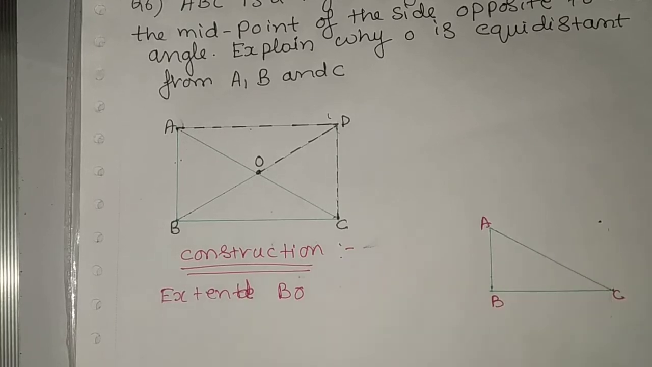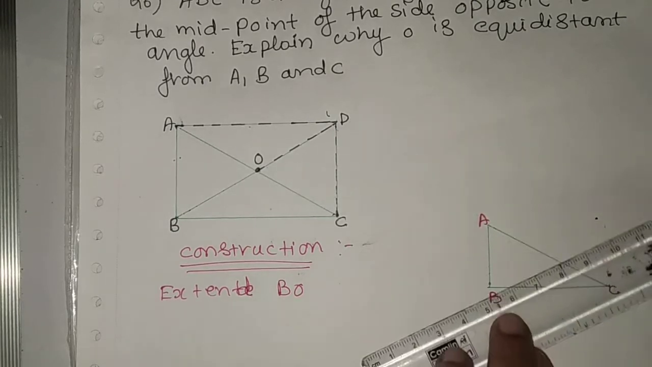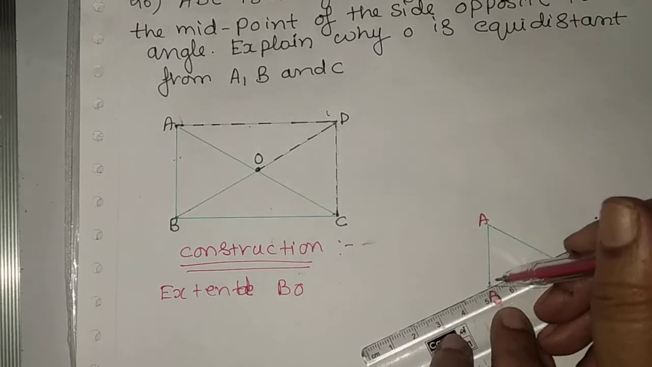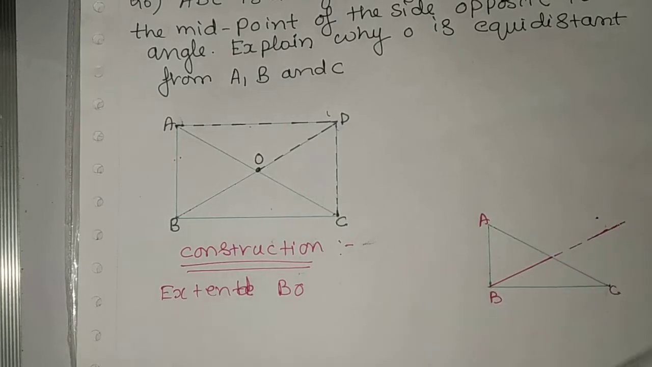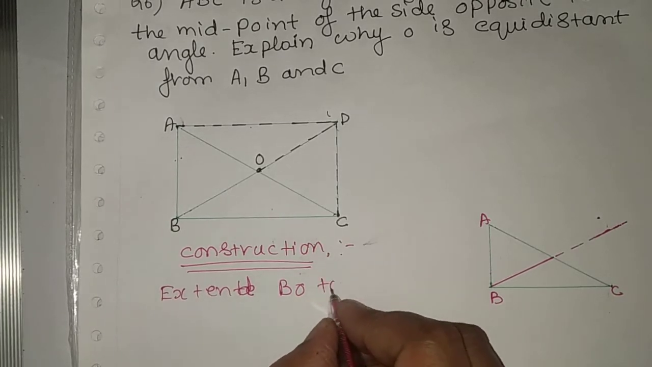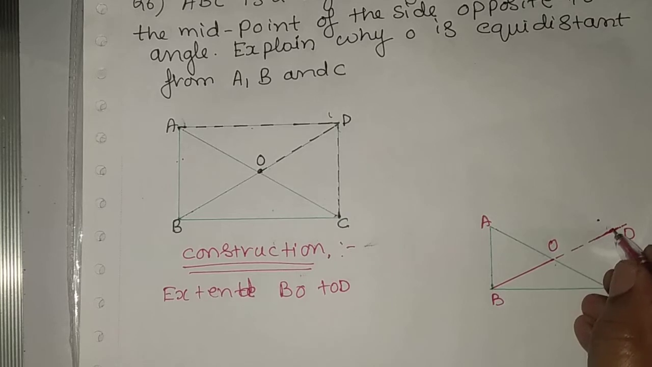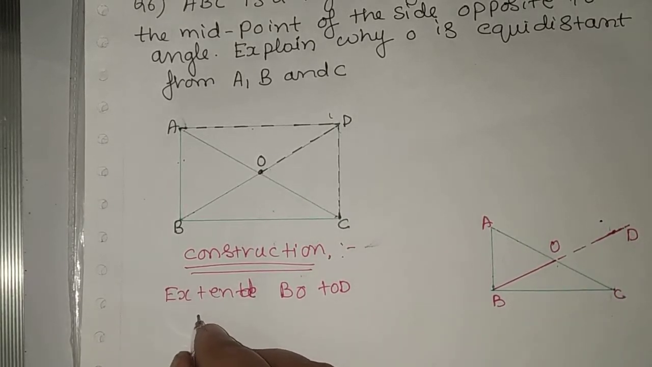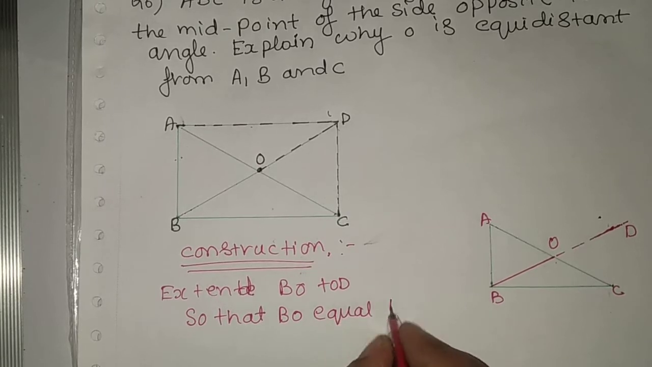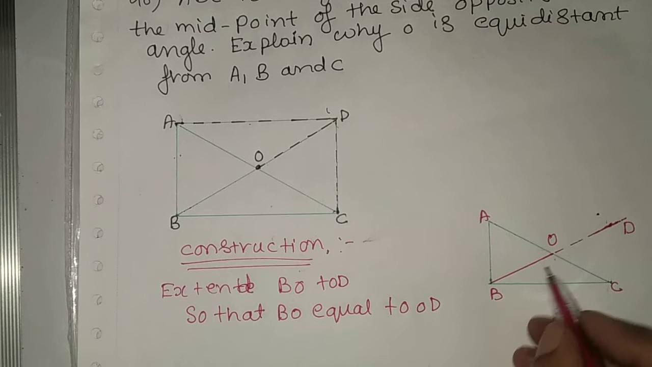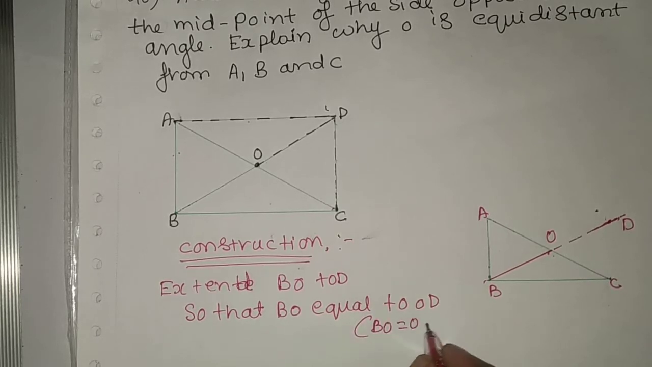BO. Here extend BO to D. So this one is the point D here. Extend BO, this one is O, BO to D. This is the first point. Next, so that BO is equal to OD. So we'll write in the bracket BO equal to OD.